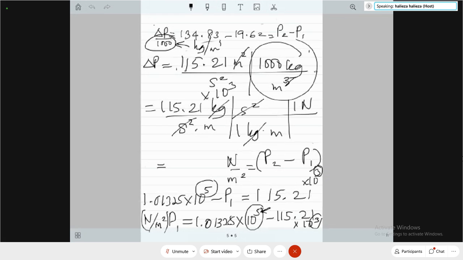Why minus 1.0? I don't understand. Because initial is higher, right? P1 should be higher than P2, or else it cannot flow. That's logically. Yeah. But because we have the equation delta P, if you look at the problem, it is always out minus in, or 2 minus 1. It's always like that.